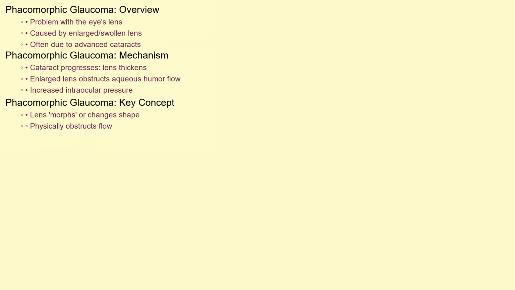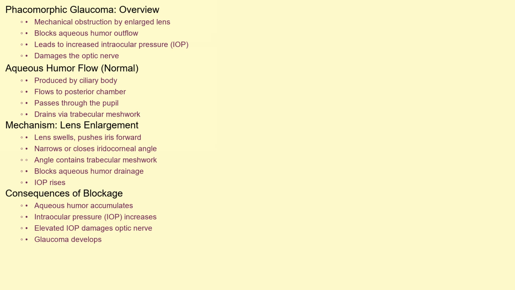Phacomorphic glaucoma arises from a significant problem with the lens of the eye. Specifically, it's caused by an enlarged or swollen lens, often due to advanced cataracts. As the cataract progresses, the lens becomes thicker. This increased size can physically obstruct the flow of aqueous humor, the fluid that normally circulates within the eye. In essence, the overgrown lens morphs, or changes the shape, leading to blockage and increased intraocular pressure.